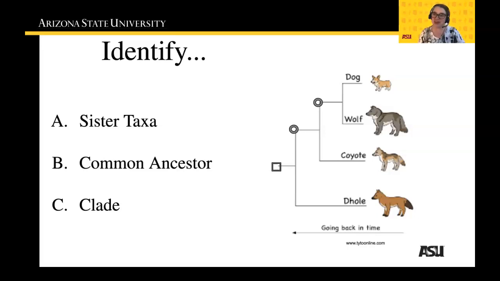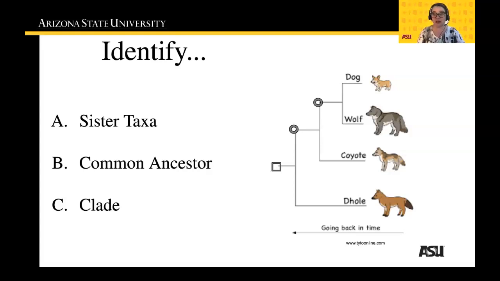The clade could be either the first common ancestor to the right with the dog and wolf, or another clade could be the second middle common ancestor with the coyote, wolf, and dog, or the largest or the furthest back common ancestor would be the square, and that would include all four taxa.